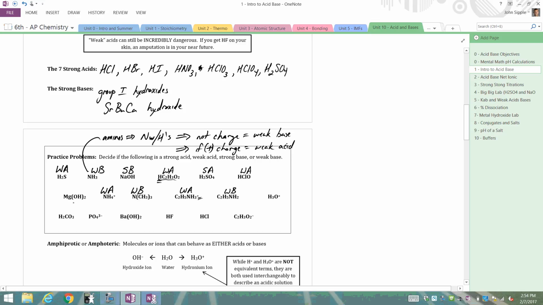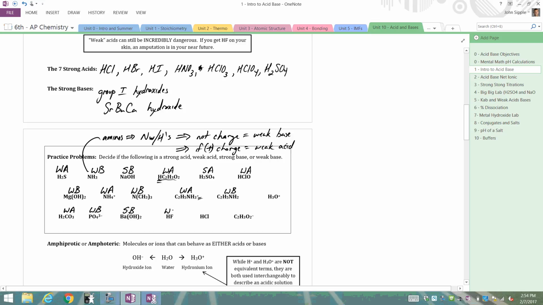Magnesium hydroxide, is that a group 1 hydroxide? No, it's not, and it's not one of the other strong hydroxides, so that is a weak base. Down below, H2CO3, not one of our 7 strong, so that is a weak acid. PO4 3 minus. Oh, this is an interesting one. This is actually a weak base, and we'll talk more about why later. It's a conjugate base of an acid. Barium hydroxide here is one of our strong bases, so it's a strong base.